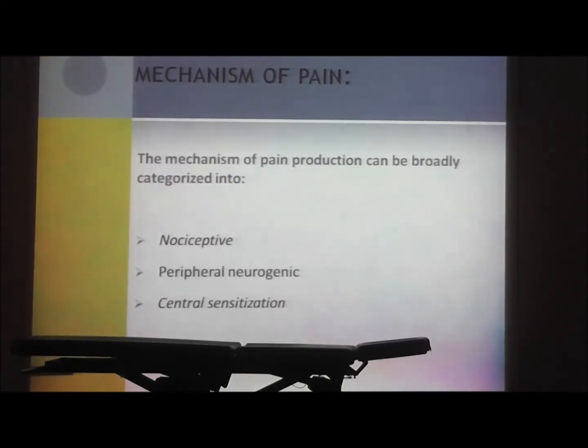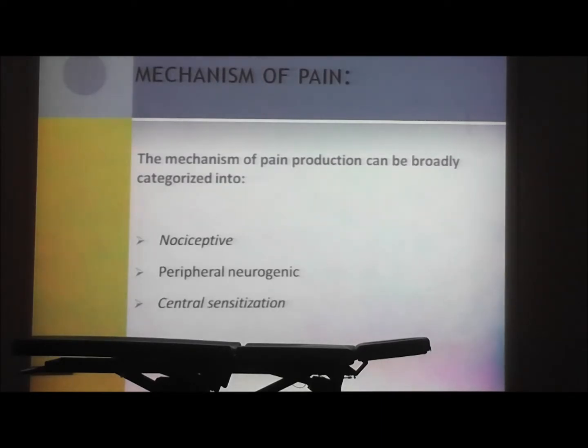Okay. Before we go to the next part, we'll talk a little bit about pain. What sort of pain are we seeing in the patient? There are three types of pain: peripheral neurological pain, central pain, and nociceptive pain. I'll give you some clues about all these pains before we go further.